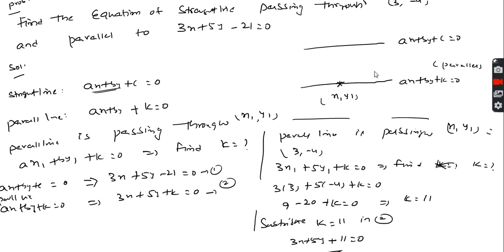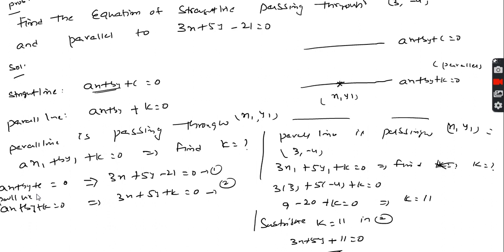This straight line is passing through the point (x1, y1). So we just write ax1 + by1 + k = 0, and from that we find the k value. Okay, so this is the form ax1 + by1 + k = 0. Find the k value. What is the given straight line?